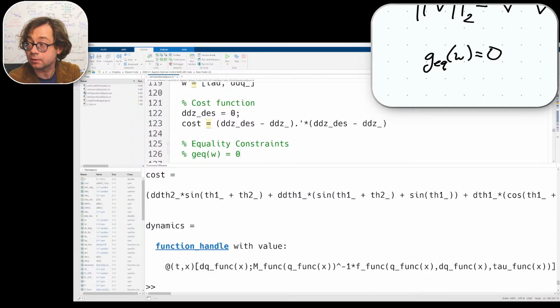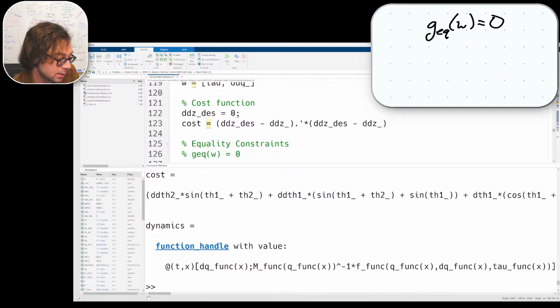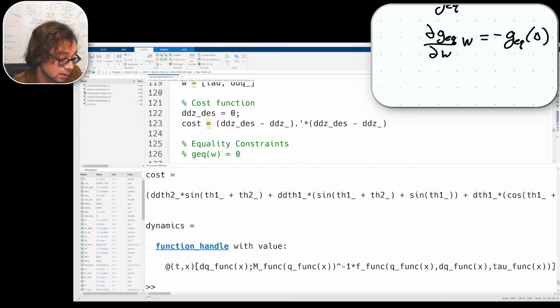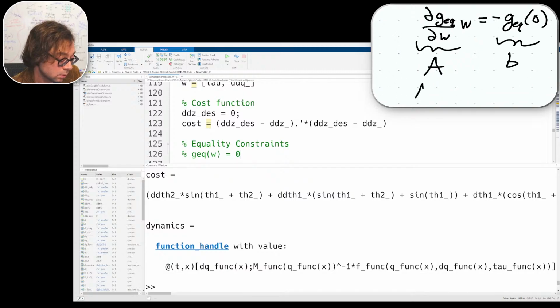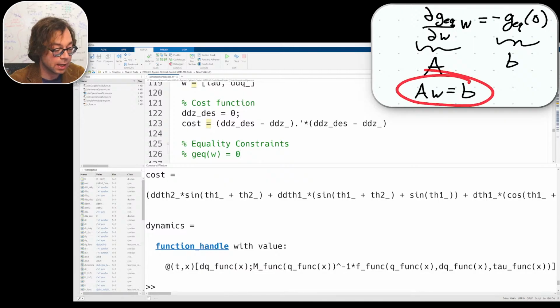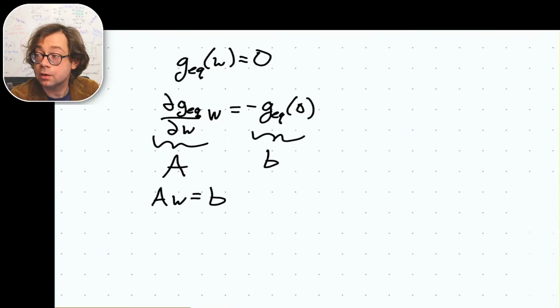Then if this is in fact a linear constraint, this will get written as partial GEQ, partial W, times W is equal to some vector, which is negative GEQ of 0. Basically, this, my friends, becomes the A matrix. This becomes the B vector, okay? So it's AW is equal to B. That's our linear equality constraint, okay? So let's write everything in terms of GEQ equals 0.